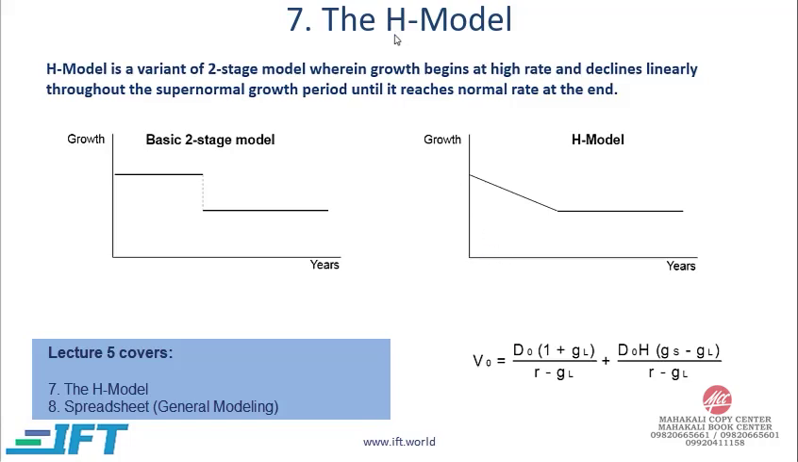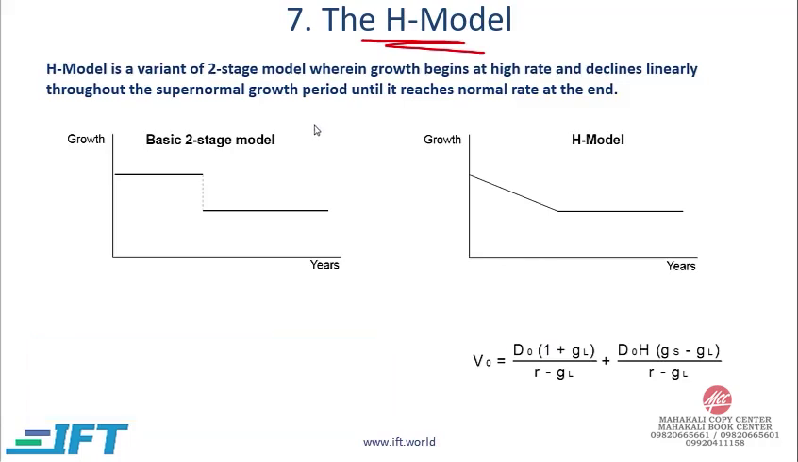All right, something new now. This is sort of new, but conceptually it is similar to what we are talking about, the H model. The H model is a variant of the two-stage model wherein growth begins at a relatively high rate and declines linearly through the supernormal growth period until it reaches a normal rate at the end.